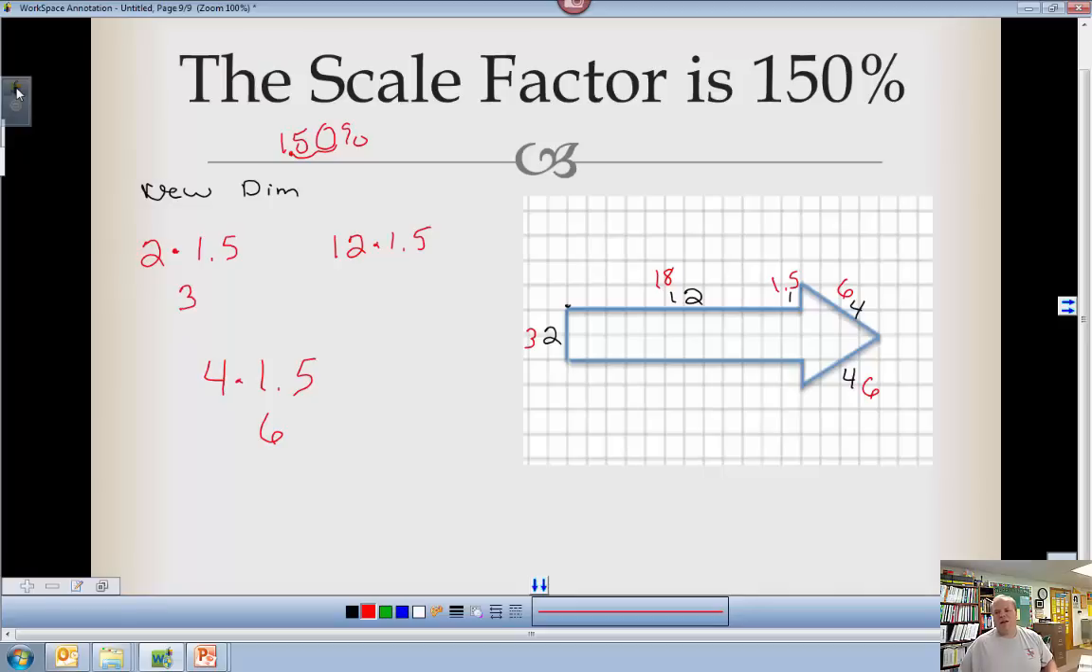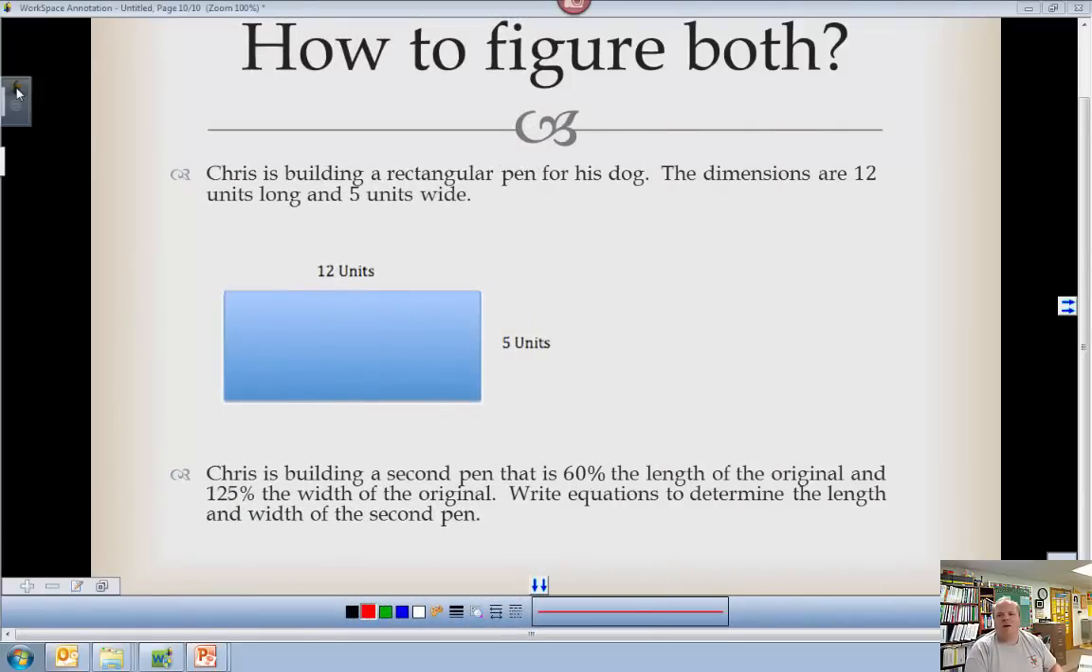And so then if I wanted to redraw this, I would get a grid out and I would have you redraw this. All I wanted you to really do on this one is just to use the scale factor. If it's a percentage, it's quite easy to take it to a decimal. All right? Okay, so now it says how to figure both. Well, let's see what it's actually talking about.